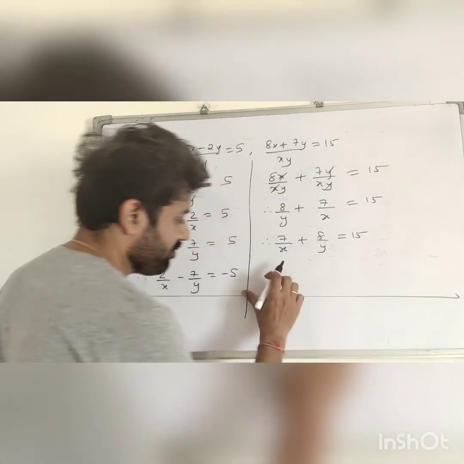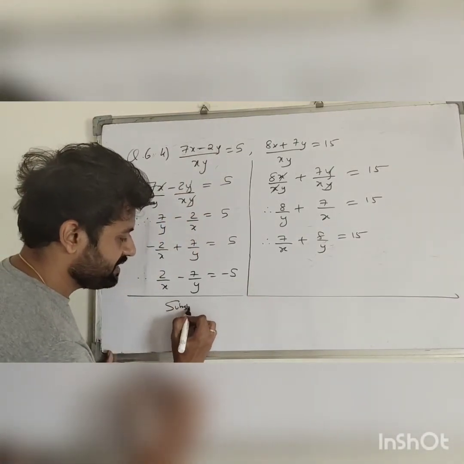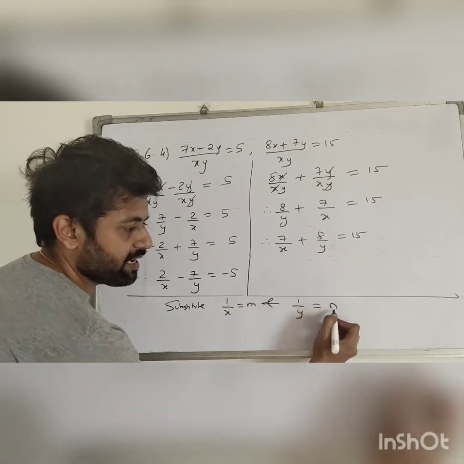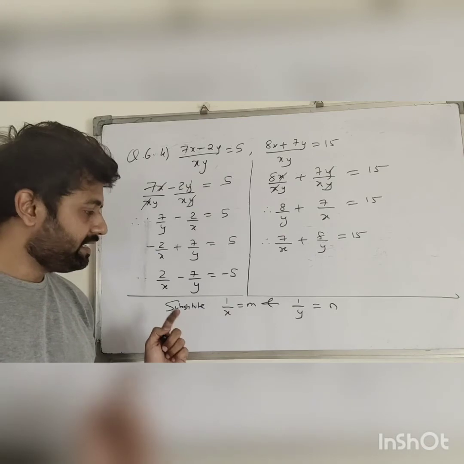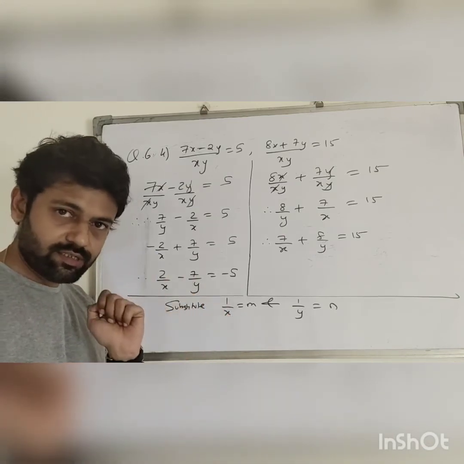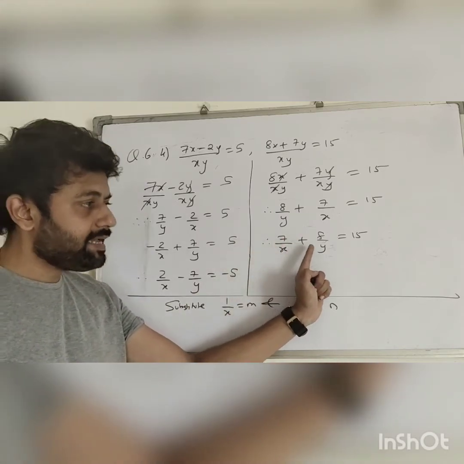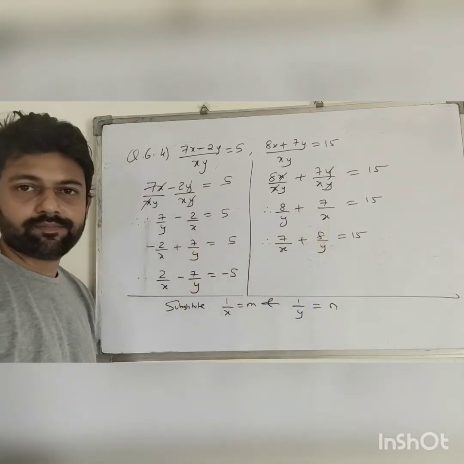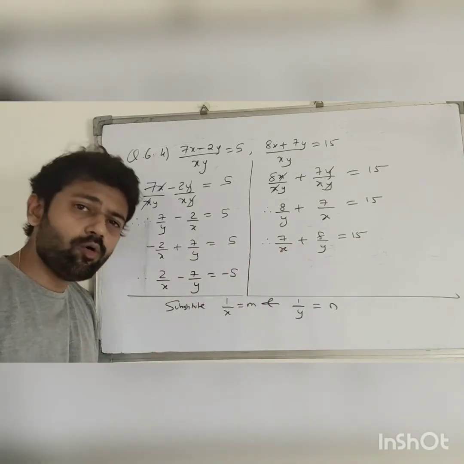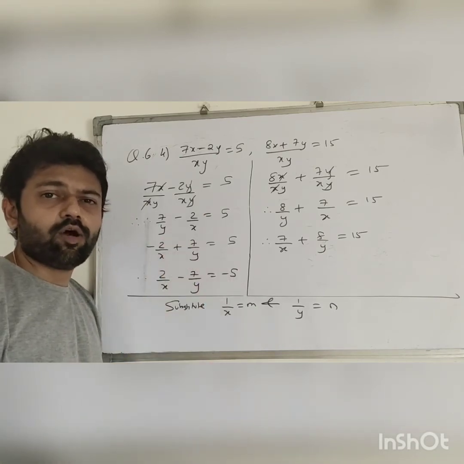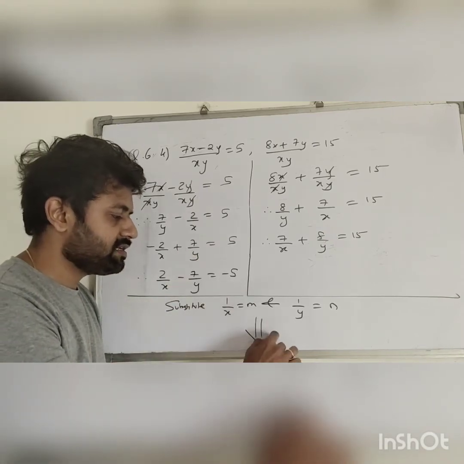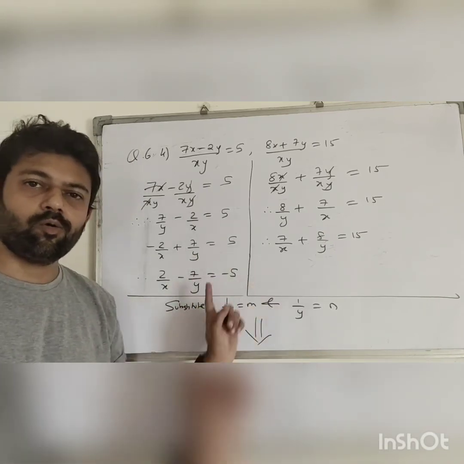After this, what we are going to do is substitute 1 upon x is equal to m and 1 upon y is equal to n. So we will get 2m minus 7n is equal to minus 5 as the first equation, and 7m plus 8n is equal to 15 as the second equation. There is no need to number these two equations, as we know this belongs to the category substitute, resubstitute. So now one can easily solve the sum on his or her own.